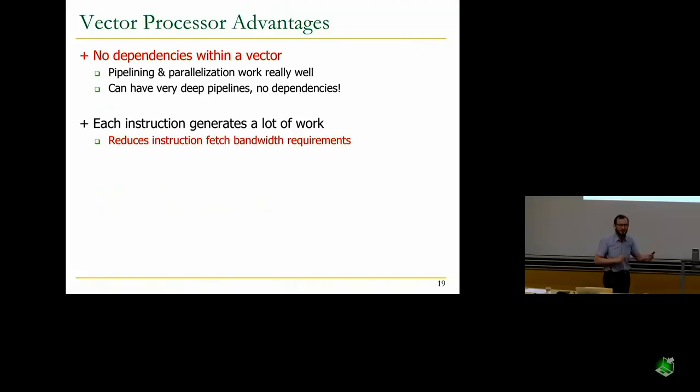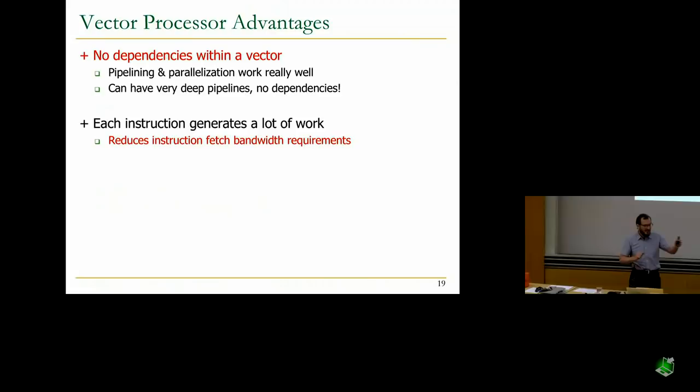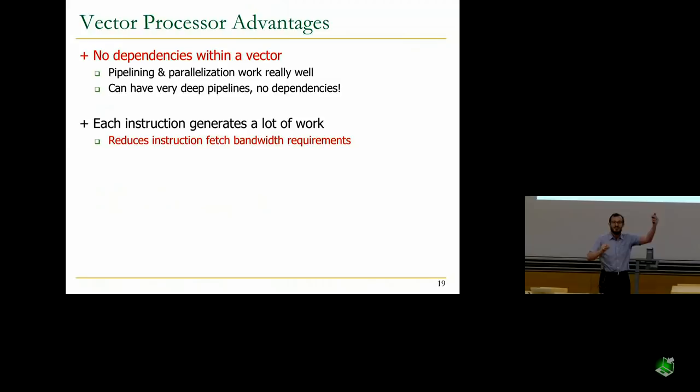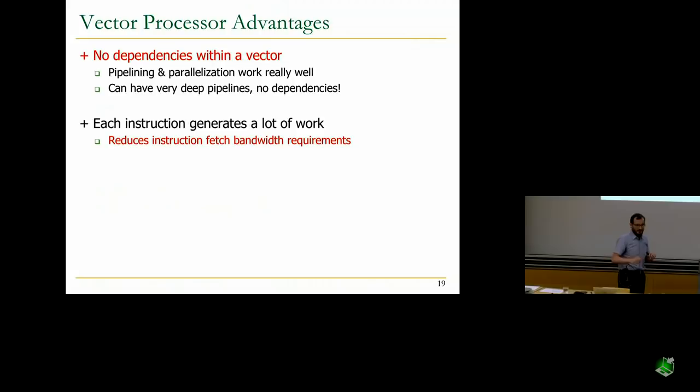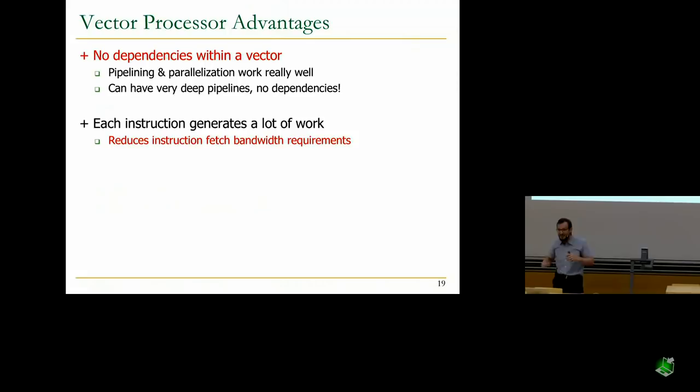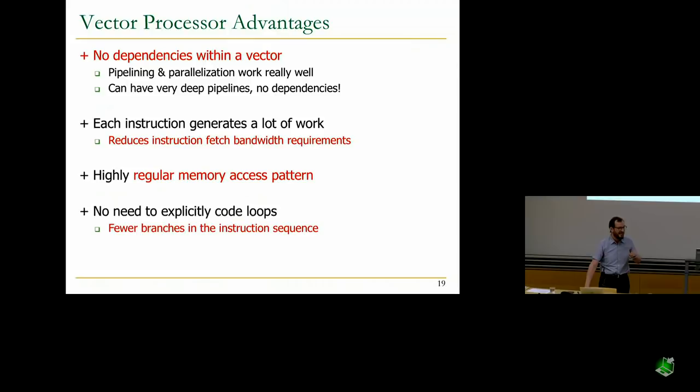We will see how many instructions we fetch in a single instruction, single data model, right? If you're adding a million elements, let's say, of two different vectors element-wise, you need to fetch the same instruction a million times. It's so inefficient, right? One of the advantages of a GPU or a vector processor is that you fetch one instruction and that enables a lot of work. That's why these processors are very power efficient, assuming you have this sort of parallelism. You have a highly regular memory access pattern and no need to explicitly code loops unless your vector length is larger than the vector length supported by your instruction set architecture. And we will see that. But this reduces the branches in the instruction sequence, as we will see in an example.